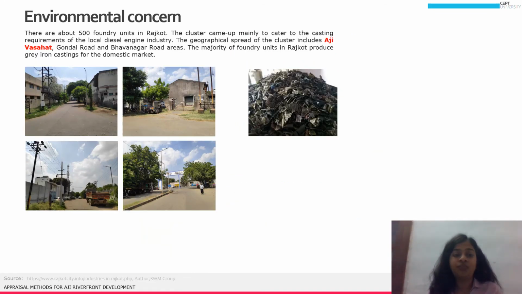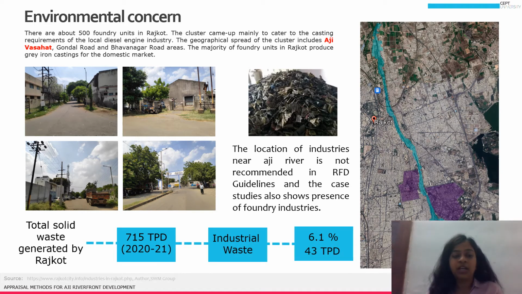The Rajkot city is known for its industries. These industries produce a lot of waste, which is 6.1%, that is 43 TPD. These are the locations of RJ River and its industries. According to RFT guidelines, there should be no industrial zoning nearby.